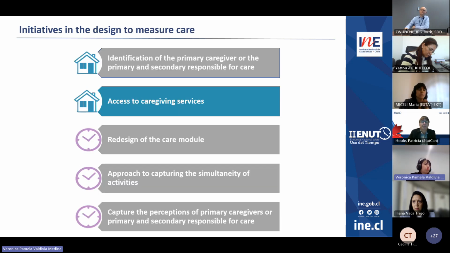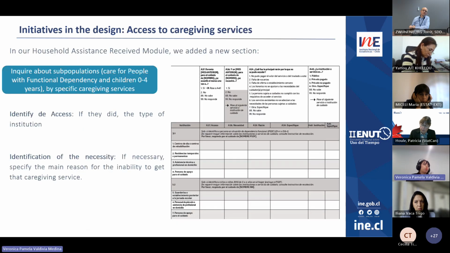Another initiative in the household questionnaire was to add a new section related to access to caregiving services. We previously had questions that look to identify households that regularly receive external assistance for paid or unpaid domestic or care work activities, but it was also requested by our policymakers to inquire about certain subpopulations of care recipients to determine if they had access to or require specific caregiving services.